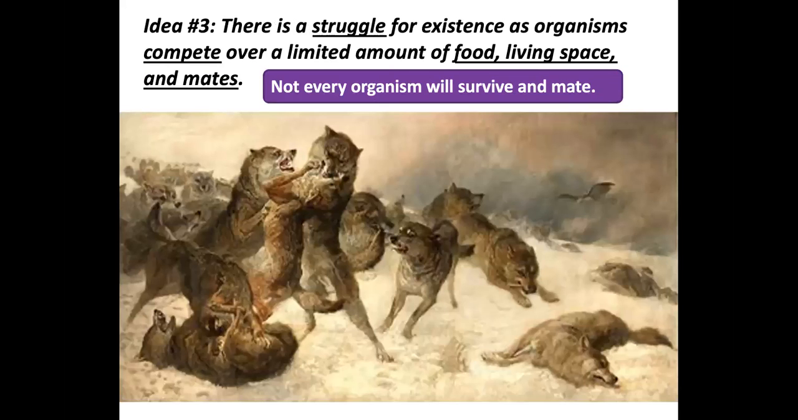Idea number 3, there is a struggle for existence as organisms compete over a limited amount of food, living space, and mates. So because of this, not every organism is going to survive and mate. So that takes us to what? Anybody know what that's called? What would this deal with, what is it called?